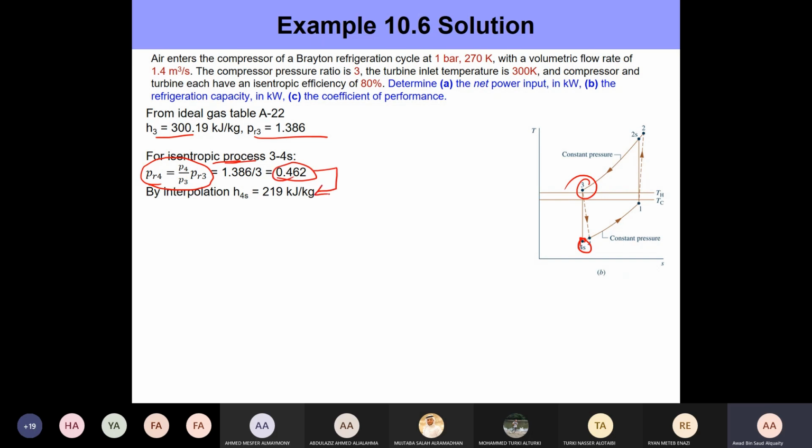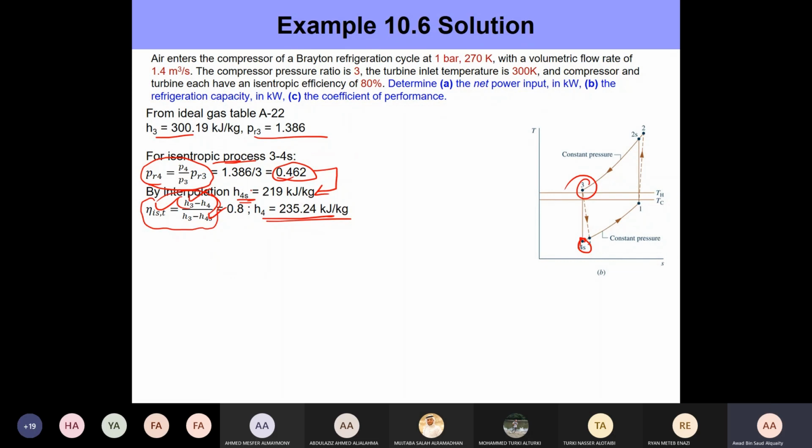And with PR4, we can determine H4S by interpolation. So remember, this is not what is at the exit of the turbine. We need to get H4 here, right? Because we also need to calculate the refrigeration capacity. So we calculate that by making use of the isentropic efficiency of the turbine. Okay. So here we know H3, we know H4S, we know the isentropic efficiency. When you plug in the numbers, H4 comes out to be 235.24, higher than H4S certainly.